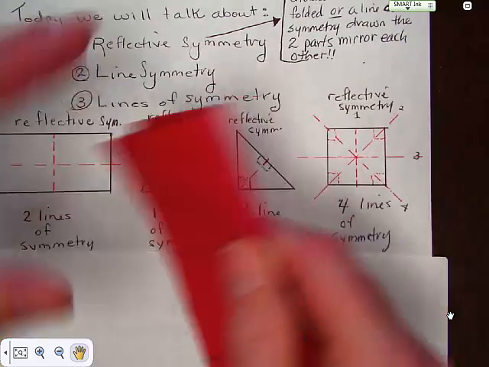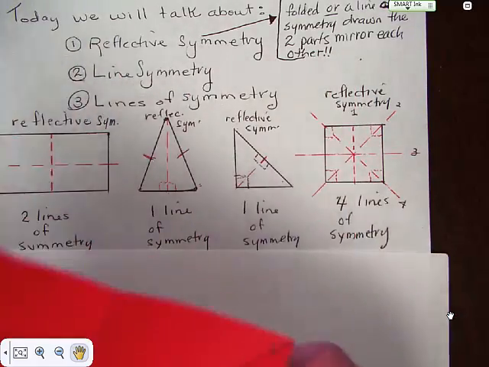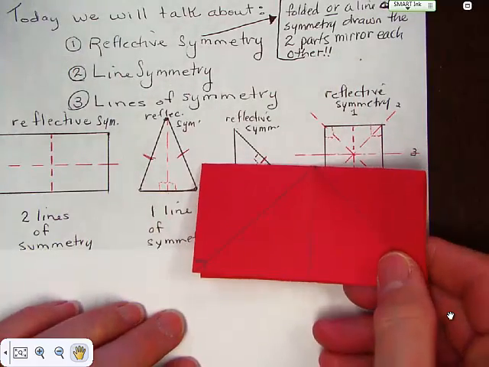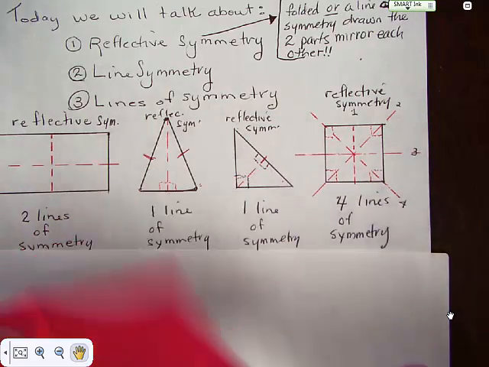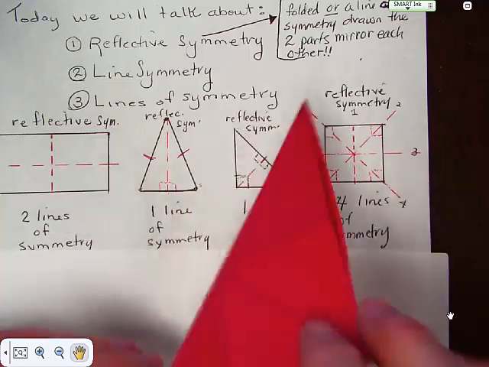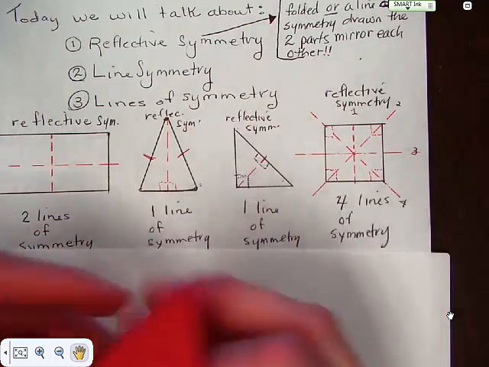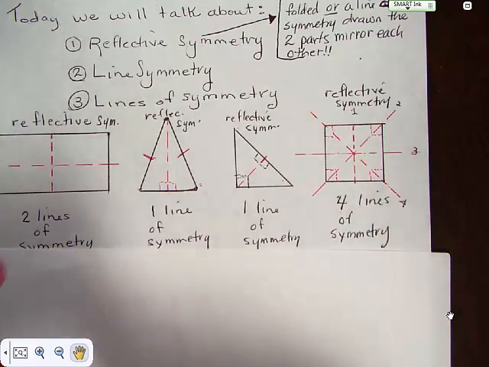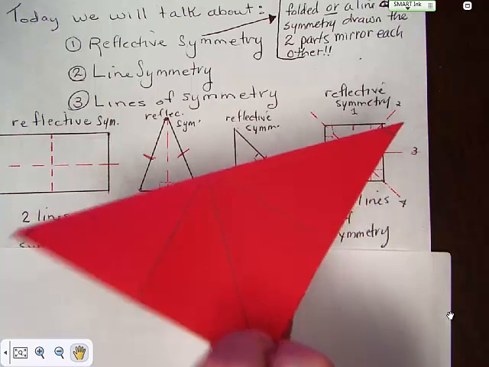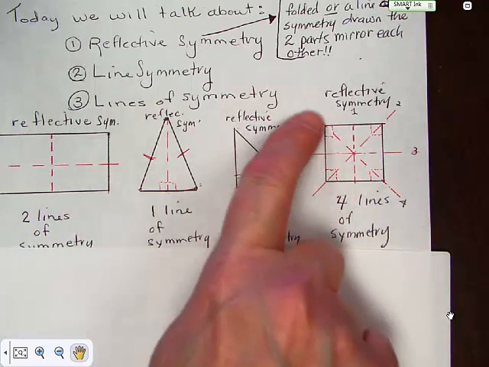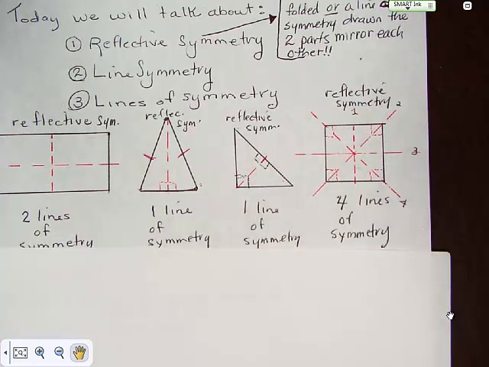I can fold this square in half. I can fold this square in half this way. Every time I'm making mirror images. I can fold this square on the diagonal, and I'm making mirror images. I can fold this square on the other diagonal, and I'm making mirror images on both sides. So there's 1, 2, 3, 4. 4 lines of symmetry.